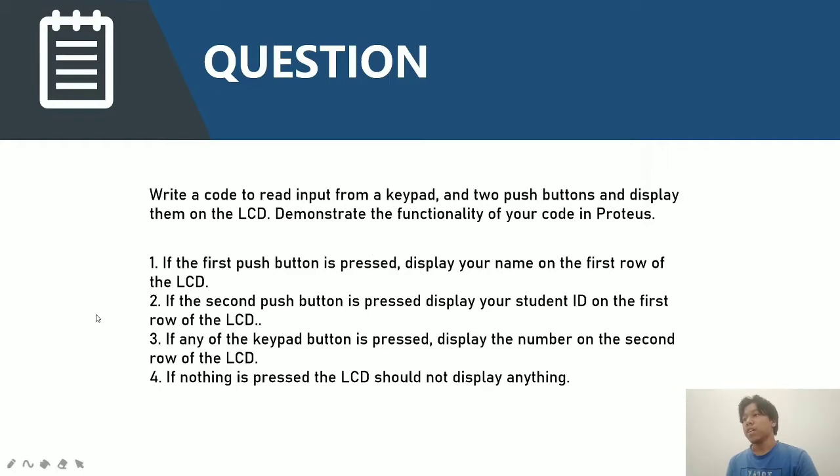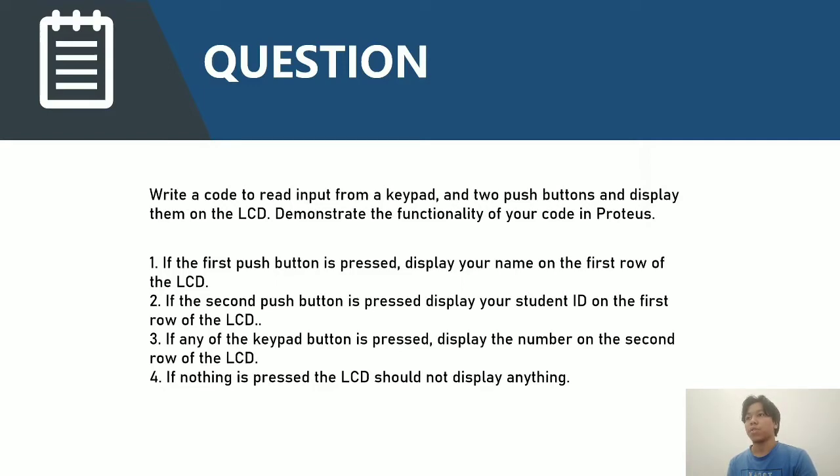First one, if the first push button is pressed, display your name on the first row of the LCD. If the second push button is pressed, display your student ID on the first row of the LCD. The third one, if any of the keypad button is pressed, display the number on the second row of the LCD. And last, if nothing is pressed, the LCD should not display anything.